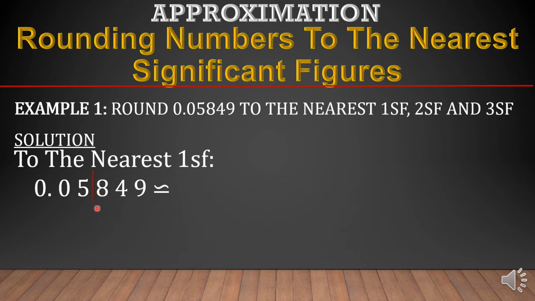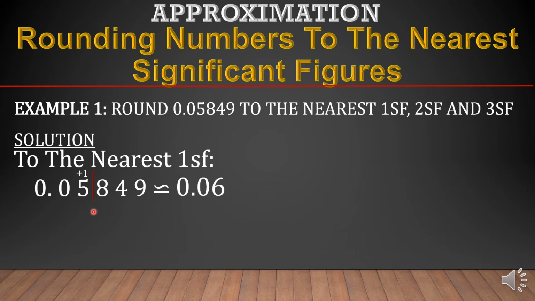Now I have my line. I'll check the number after the line: 8. Will I round up or down? I'll round up because this 8 is more than 5. It is 5 or more. I'll be adding 1 to the number at the required position. So my answer will be 0.05 plus 1, which is 0.06. And that's my final answer.